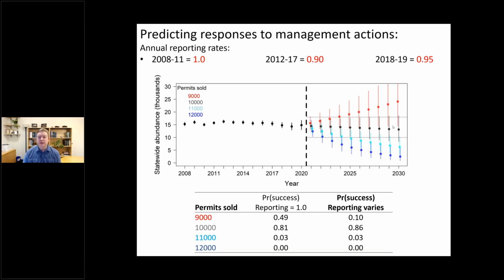So really in the end, this helped us sleep a little better at night with the idea that even under the worst case scenario, things that could go wrong with our reporting rates, it still seems like the same management objective moving forward would give a high probability of success.